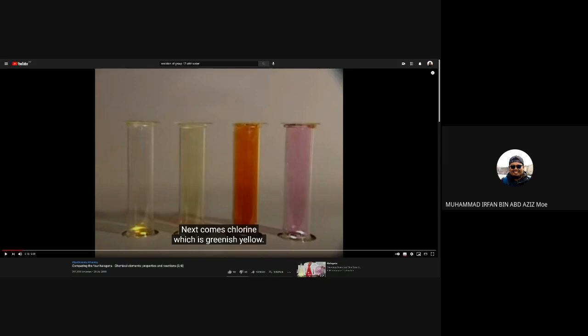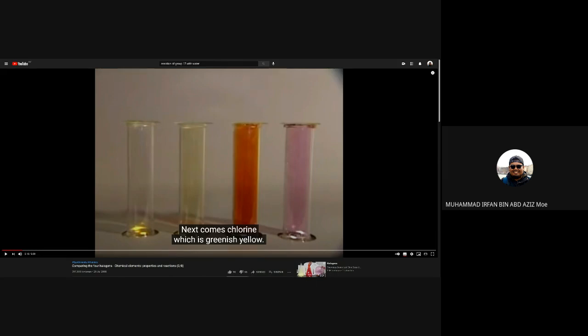If you can see my screen, on the left we have fluorine. Fluorine is a colorless gas. After that we have chlorine. Chlorine is a greenish yellow gas, a yellowish green color like vomit. And after that we have a reddish brownish liquid.